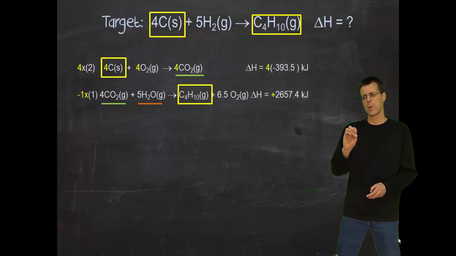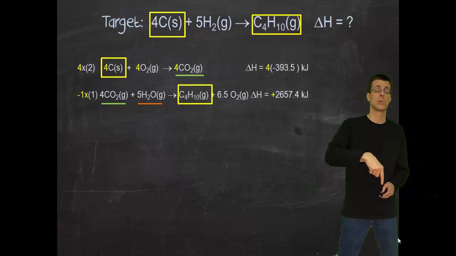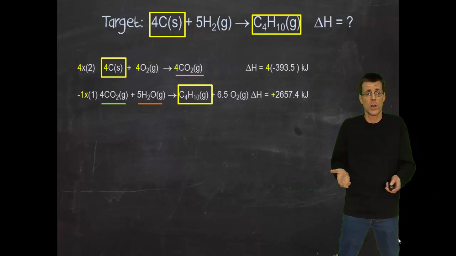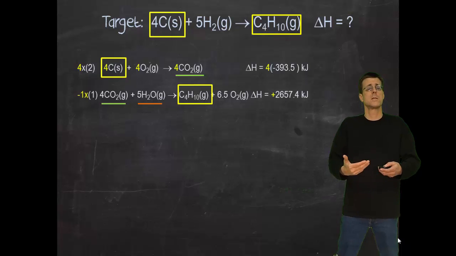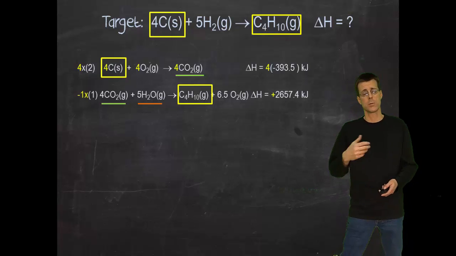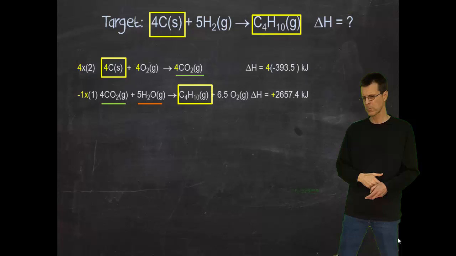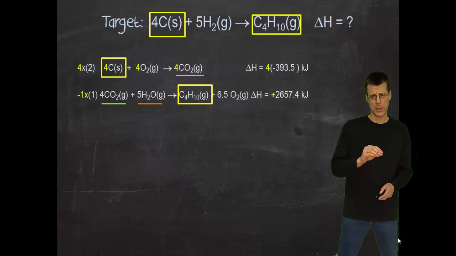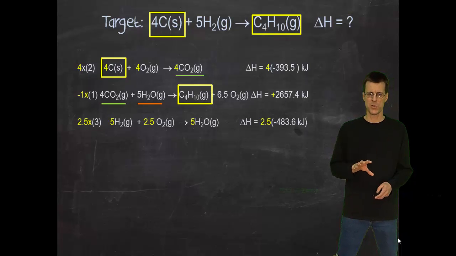In other words, if I think about carbon dioxide being produced and then right away being reacted out, I now am trying to find some water to be the reactant. So I'm going to find a reaction that produces water, and I can find water in my reaction number 3. Now, in order to get 5 moles of water, I'll have to multiply that reaction by 2.5. And of course, I'll do the same thing to the energy term.